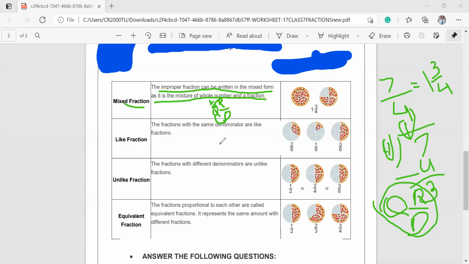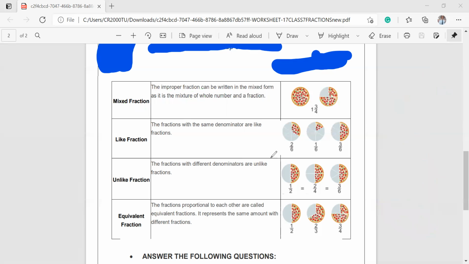what will be the answer? It will be 1 3 by 4. In this 1 3 by 4 we see that this number is multiplied, 4 ones are 4, and this number is added to it. 4 plus 3 is 7. That is what I wanted to explain to you.